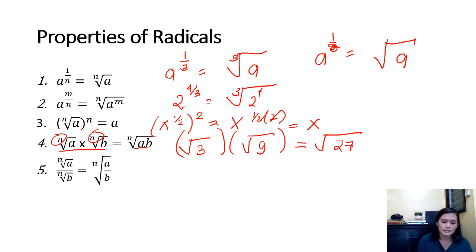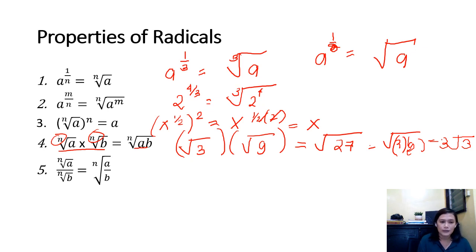Let's try to simplify this as square root of 27. So you have 3 times 9, that's equal to 27. Let's simplify the radical expression here. 9 times 3 is 27. So we could factor out the square root of 9, which is 3. So you will have 3 square root of 3. So this is now the final answer. 3 square root of 3.